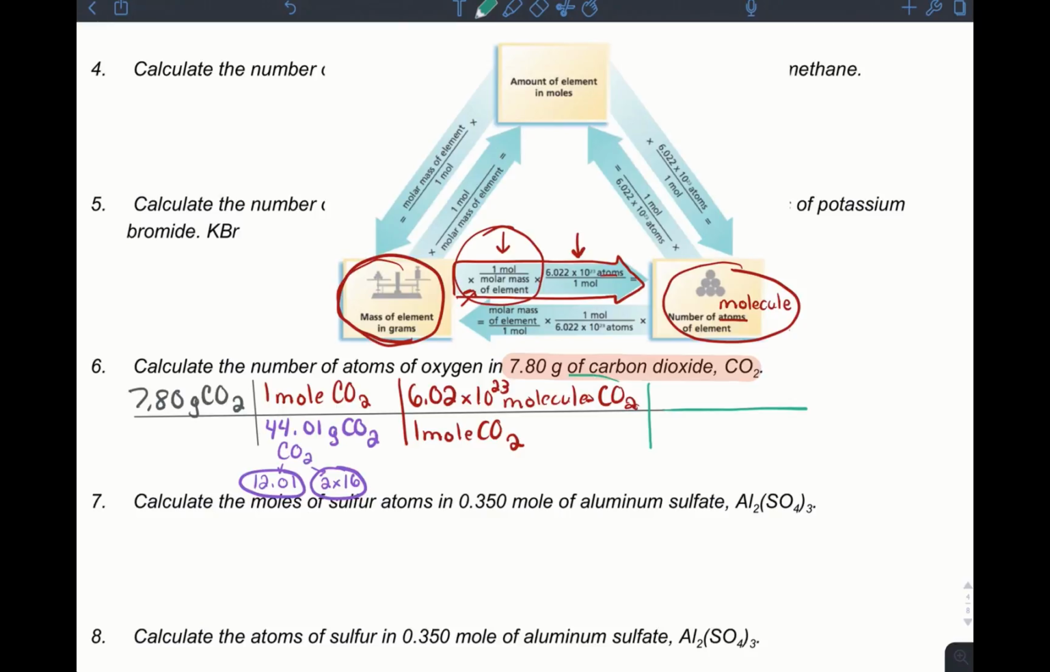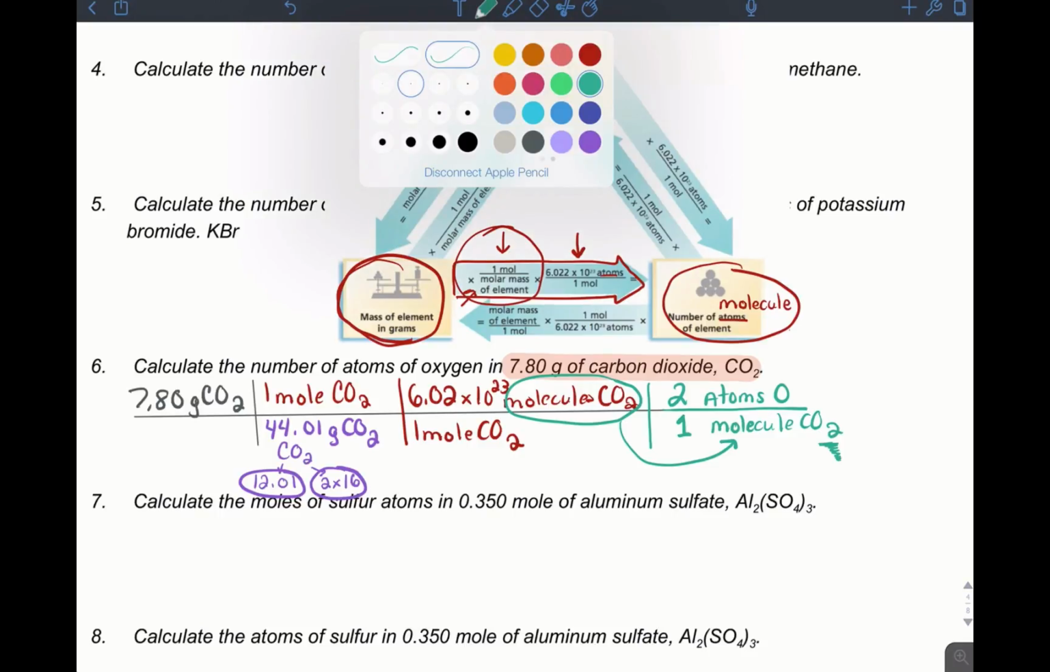We have molecules of carbon dioxide, and I want to get rid of that. That means that that unit is going to go down below. We're going to have molecule of CO2. Now if we have 1 molecule, for every time I want to make a carbon dioxide molecule, the question is, how many atoms of oxygen do you need? Well, here at the bottom it says that you need 2, so I'll have 2 atoms of oxygen that would be needed for every 1 molecule of carbon dioxide.